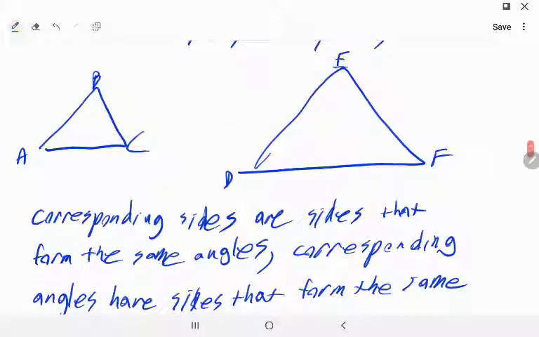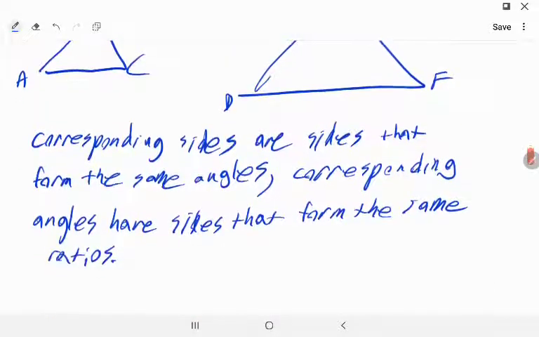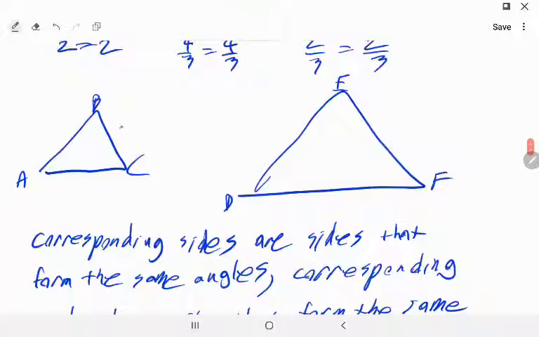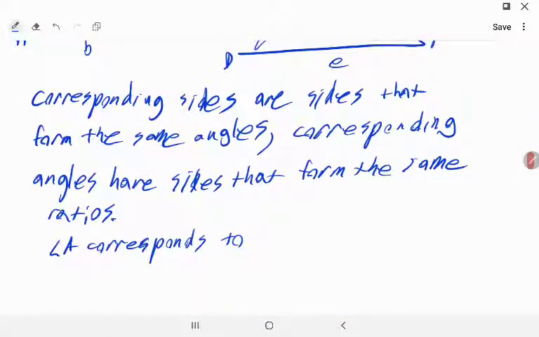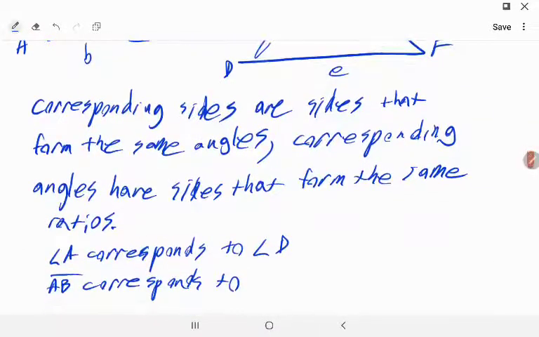And so we notice that for this triangle ABC, if we label those sides little a, little b, little c, little d, little e, little f, we notice that angle A corresponds to angle D, side AB corresponds to side DE, and so on.